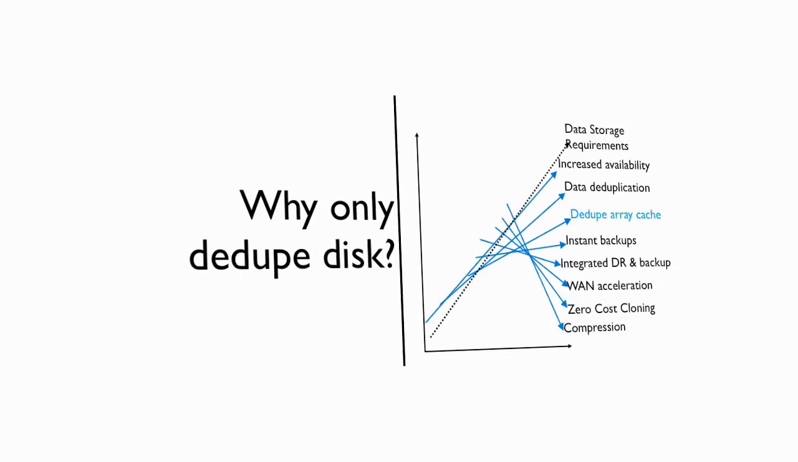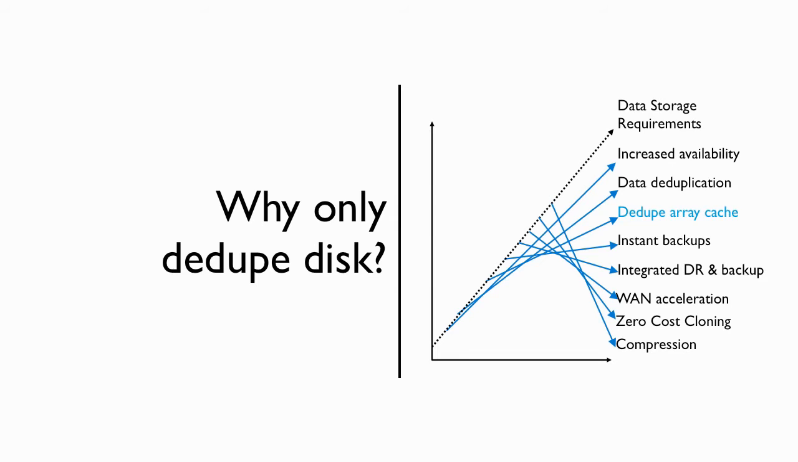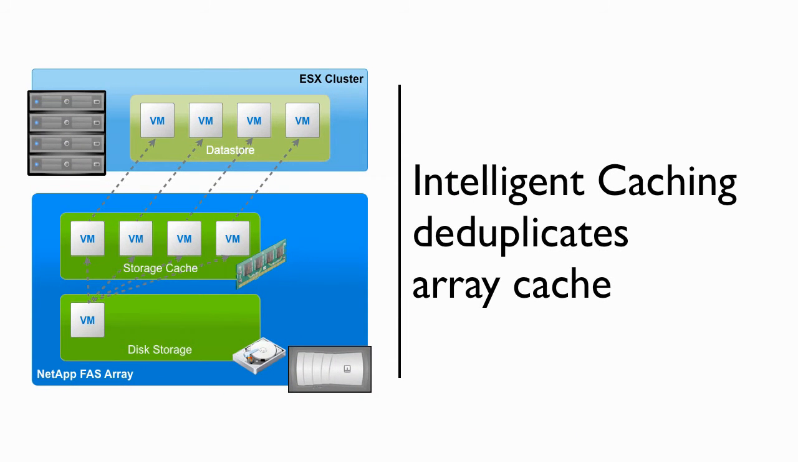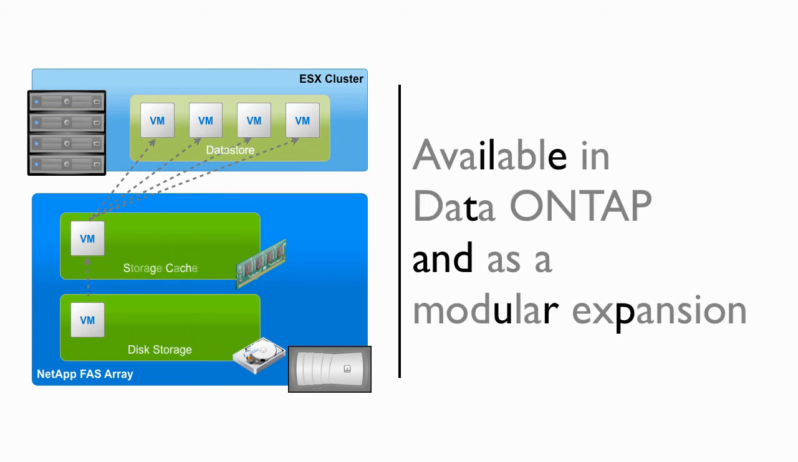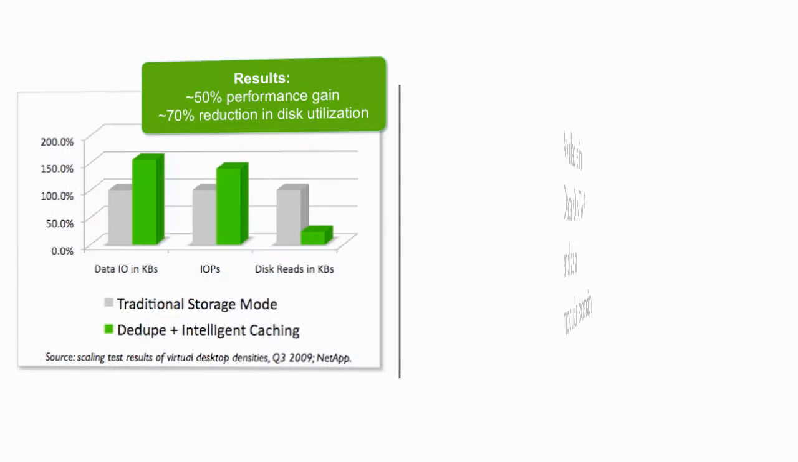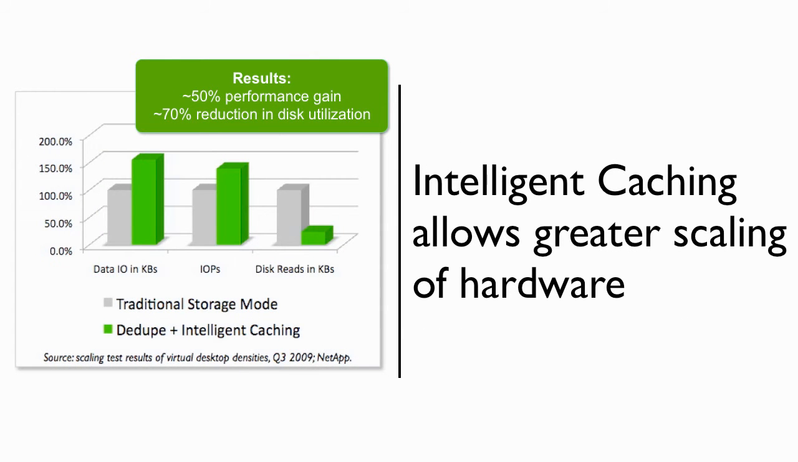NetApp engineering has now moved forward and applied data deduplication technology to the storage array cache. By eliminating the redundancies in the storage controller's cache, we are able to serve workloads greater than the physical amount of cache that we have. Both data deduplication and intelligent caching are available in Data ONTAP, and the intelligent caching can be expanded in modular increments of either 256 or 512 gigabytes.